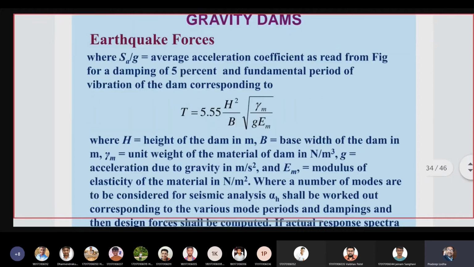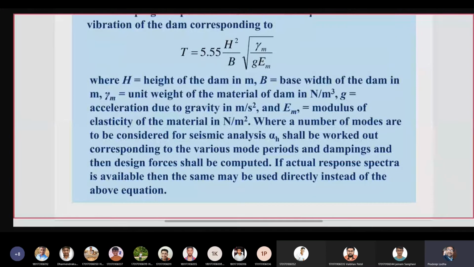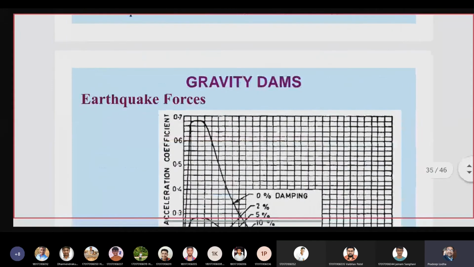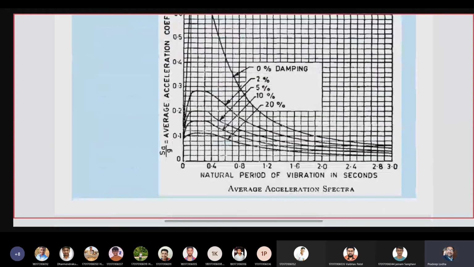This is again, I say, a very easy formula. Only too many quantities are mentioned, but they are nothing; these are the characteristics of the dam: height, base width, and the elasticity. So T is calculated based on the geometry of the dam, and accordingly we go to the next slide, the IS code chart given here, where along the x-axis is the natural period of vibration in seconds, which we have calculated from the formula given above.